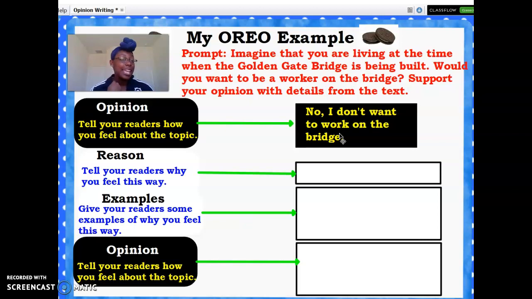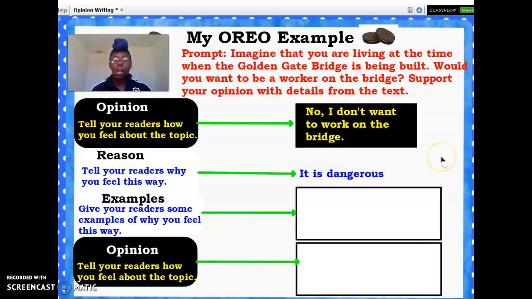Now, R stands for reason. Good. If you said reason, give yourself another pat on the back. Now, I need to tell my readers in my graphic organizer why I don't want to work on the bridge. So one of my reasons is it's dangerous. Working on the bridge is dangerous. So my opinion is I don't want to work on the bridge. Why don't I want to work on the bridge? It's dangerous. So now I see my reason connects to my opinion.